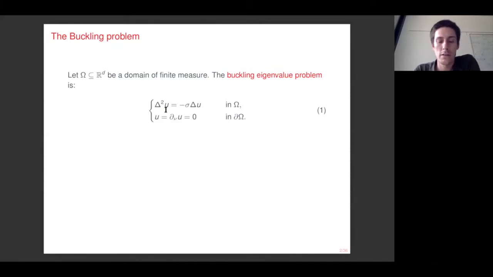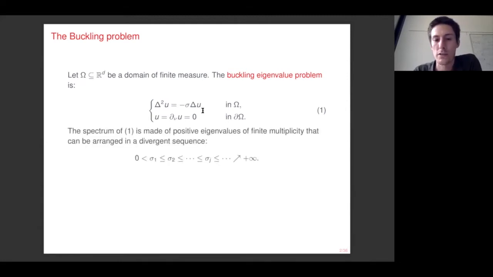So maybe a first difference that one can notice between this problem and more classical eigenvalue problems is that on both sides of the eigenvalue equation, one has an operator, while usually, of course, one has the identity on the right. For this reason, this falls in a wider class of problems, which is called eigenvalue problems for operator pencils. But still, this is a well-investigated problem for which it is known that the spectrum is made of positive eigenvalues of finite multiplicity, which can be arranged in a divergent sequence in this way, as you can see here.